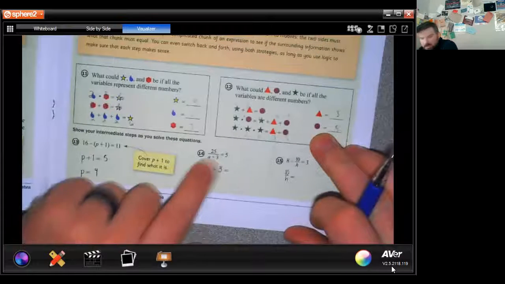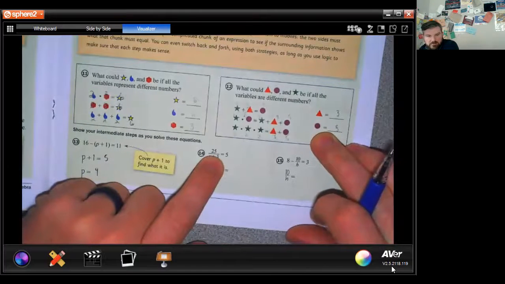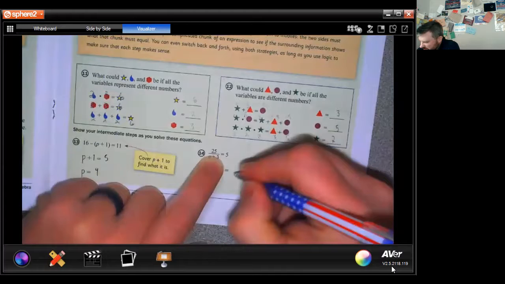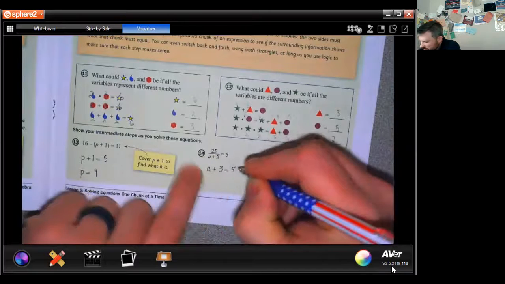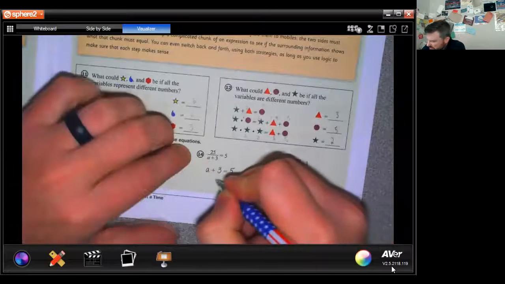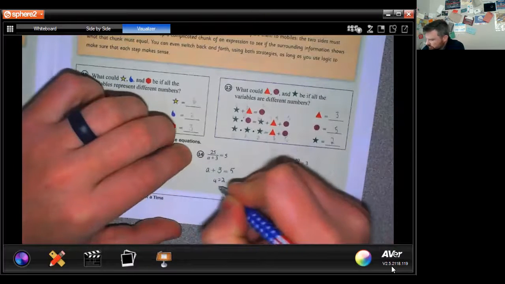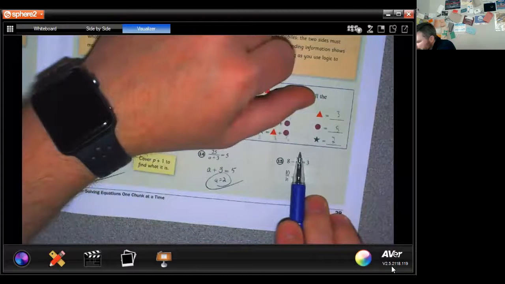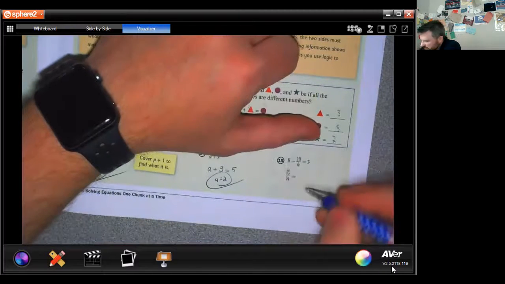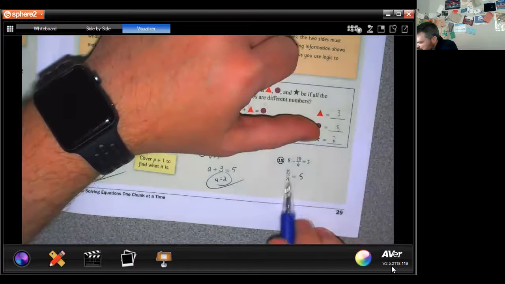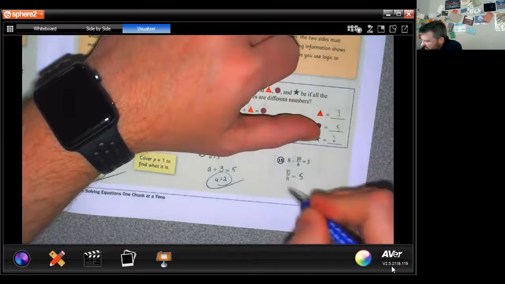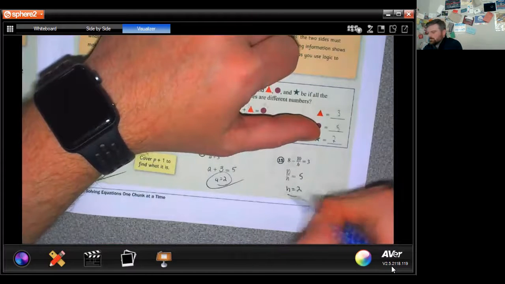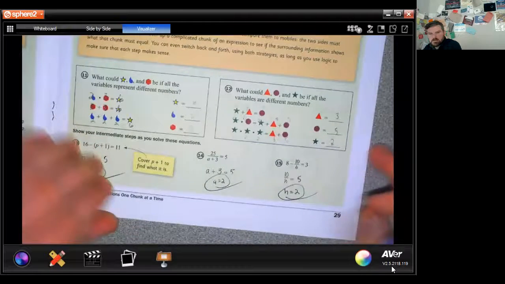Here we're going to cover up the A plus 3. So 25 divided by what is 5? That's 5. What number plus 3 is 5? That would be 2. Okay, cover this up. 8 minus something is 3. That's 5. And then 10 divided by something is 5. 10 divided by 2 is 5. Okay, so solving some of those equations.